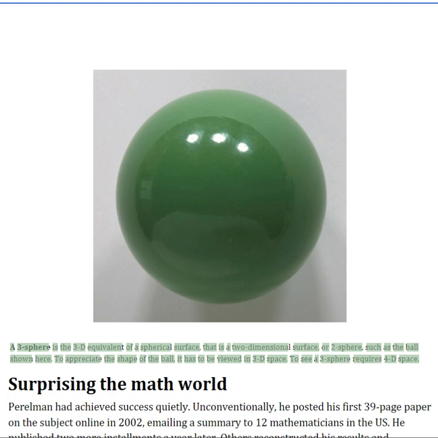A three-sphere is the 3D equivalent of a spherical surface, that is, a two-dimensional surface, or two-sphere, such as the ball shown here. To appreciate the shape of the ball, it has to be viewed in 3D space. To see a three-sphere requires 4D space.